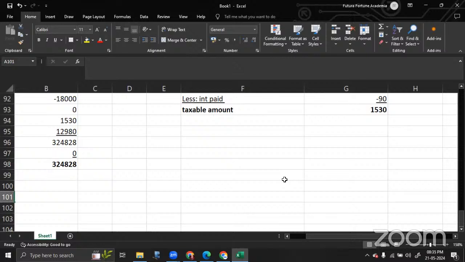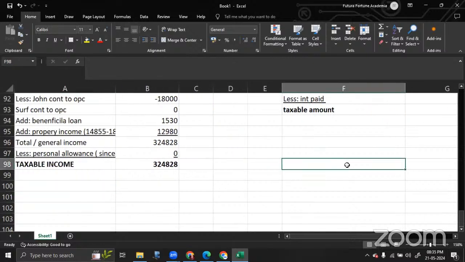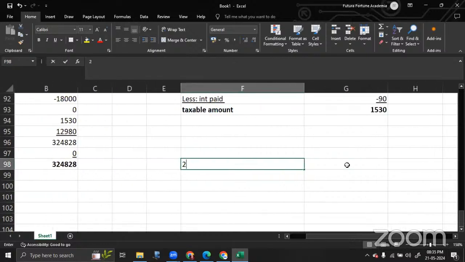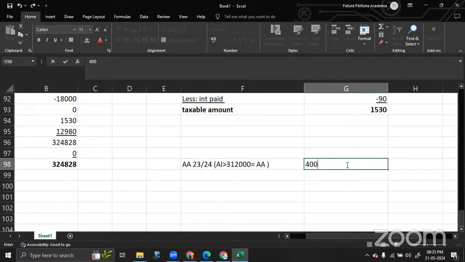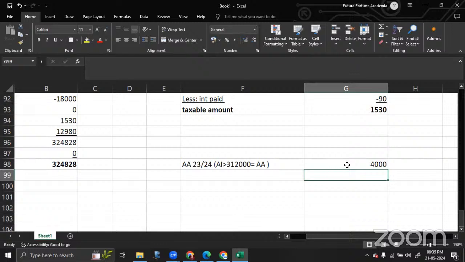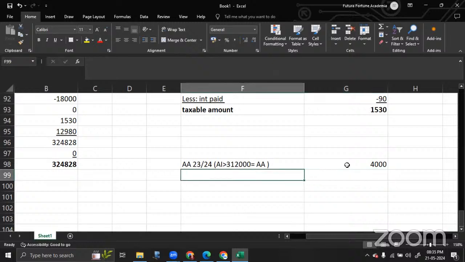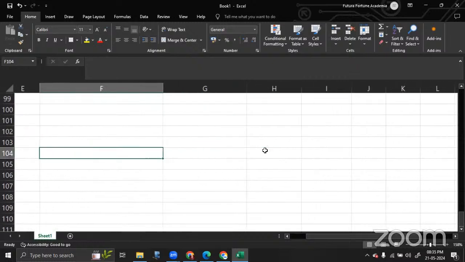So let us find out what is the annual allowance for the 23-24 tax year. Obviously the adjusted income is greater than 312,000, therefore the AA is equal to 4,000. Along with this 4,000, you can add 3 years carry forward of unused AA for the previous 3 years. That means you can carry forward from 2020-21, 21-22 and 22-23. So for that, we have to do a small analysis here.